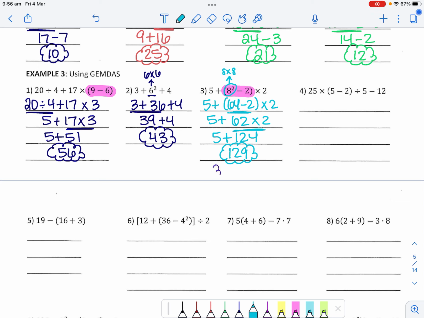In number 4, I've got those parentheses again. So 25 times 3 divided by 5 minus 12. And this is a good example. That's like the very first ones that we did where there's multiplication and division. And then how do we know what to do first? Well, we go from left to right. So 25 times 3 is 75 divided by 5 minus 12. 75 divided by 5 is going to be 15 minus 12. And then 15 minus 12 is 3.